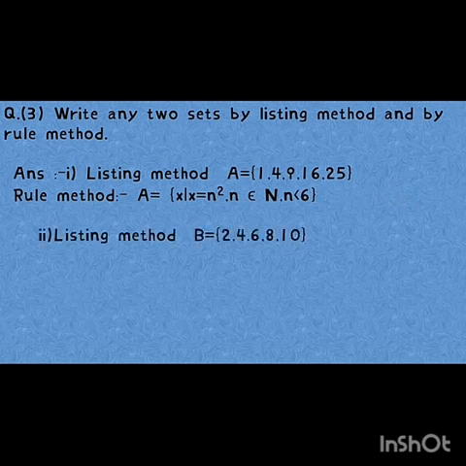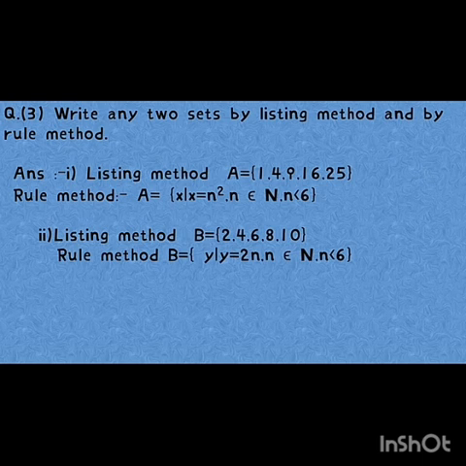Now second, first we will write in listing method. B is equal to, in curly bracket, 2, 4, 6, 8, 10, curly bracket completed. Now we have to write this in rule method. So answer will be, B is the set of all y such that y is 2n and n belongs to N and n is less than 6, curly bracket completed. Like this we will write.